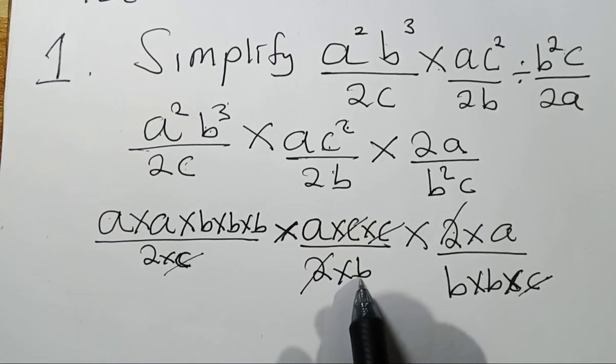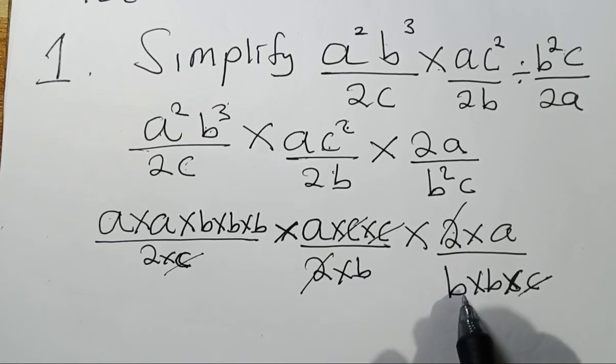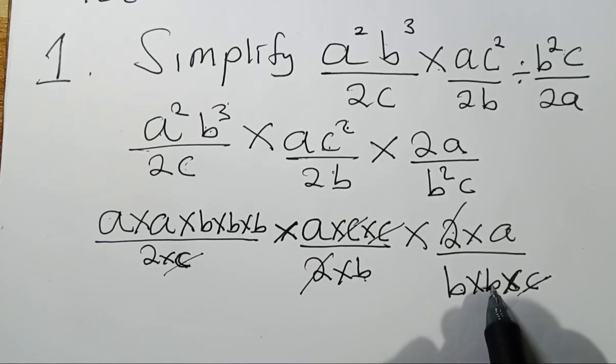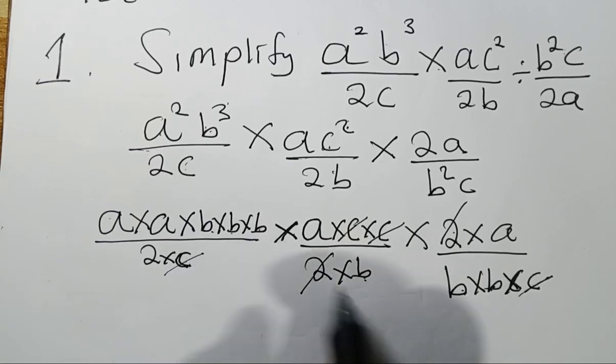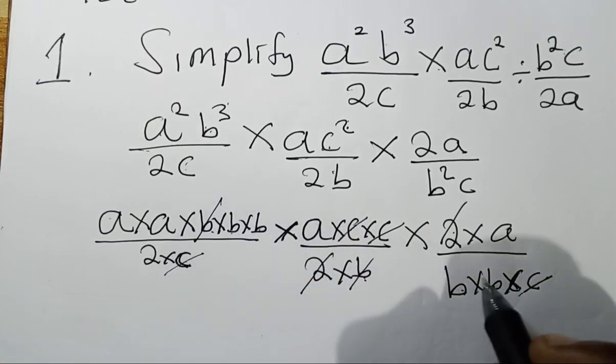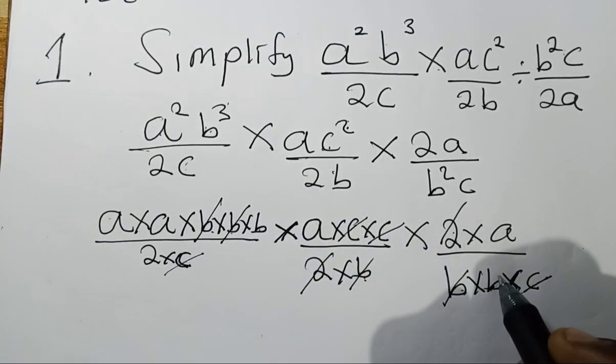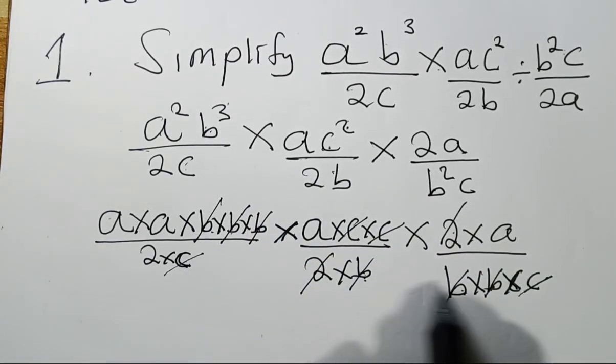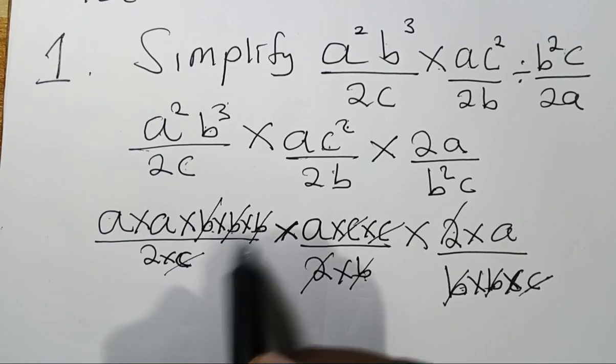What else? You have the b. How many b's do you have in the numerators? A b here, and a b here. You have 1, 2, 3, 3 b's. So here you have also 1, 2, 3. So this b will go, this one will go, this one will go. As you can see, I've eliminated 3 b's on the denominator, 1, 2, 3, and also on the numerator, 1, 2, 3.